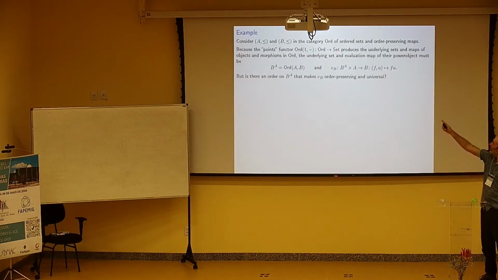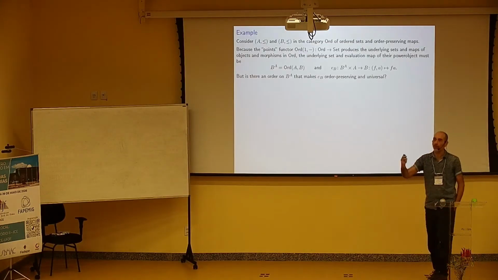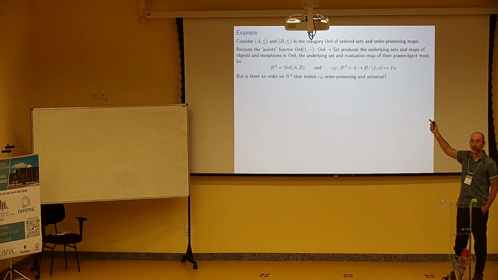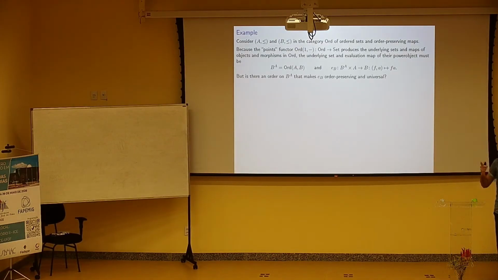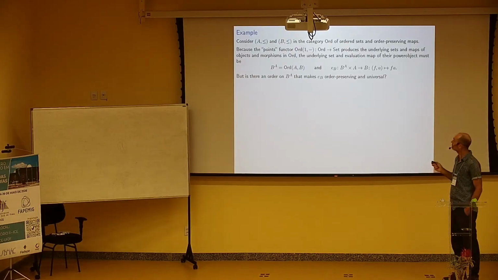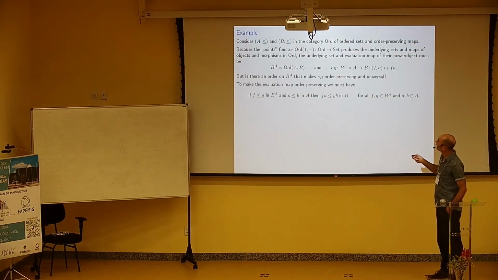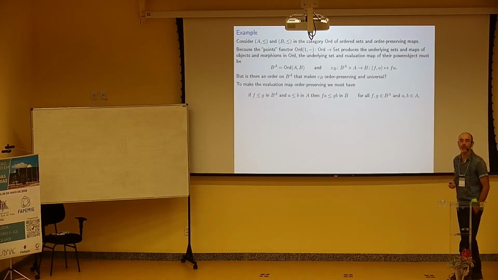So by computing points here, you are really computing the forgetful functor into sets, which means that if you want to compute the exponential B to the power A, its elements have to be monotone maps from A into B. There is no other choice. And the evaluation morphism has to be element-wise evaluation. So the question you have to ask, when you want to compute if such an exponential exists, is: is there an order I can put on this set which makes everything ordered and not just set-wise?